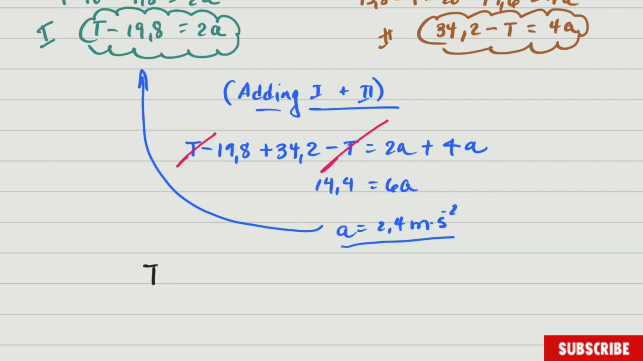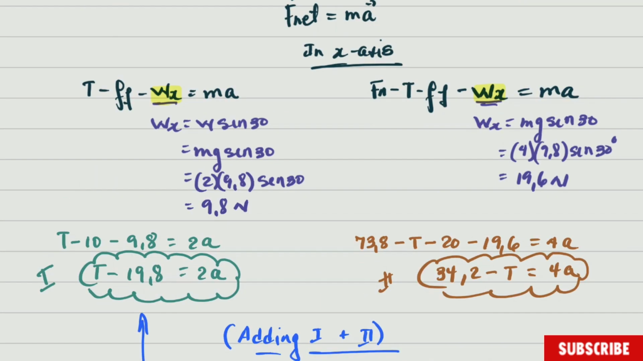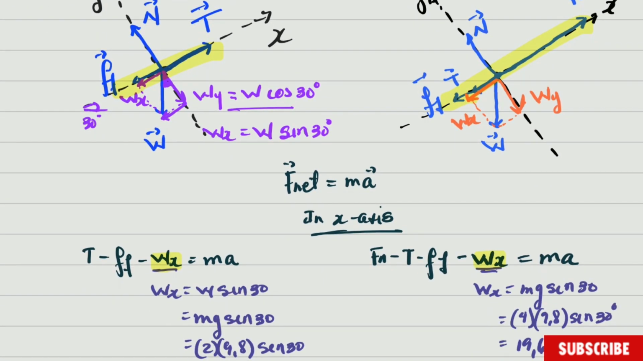So you have, and the final answer is 24.6 Newton. That is the tension in the string, guys. This one is this question 2.5. This is the way I do it. In South Africa, they like to do it simultaneously and work with two equations, so try to do it like this.